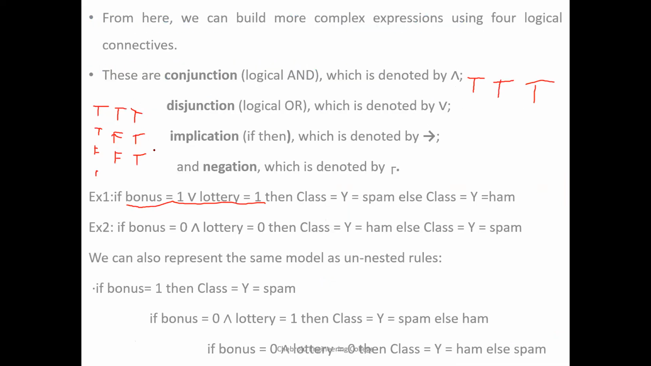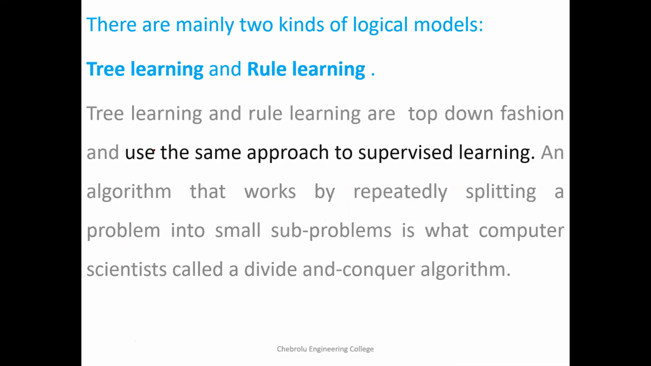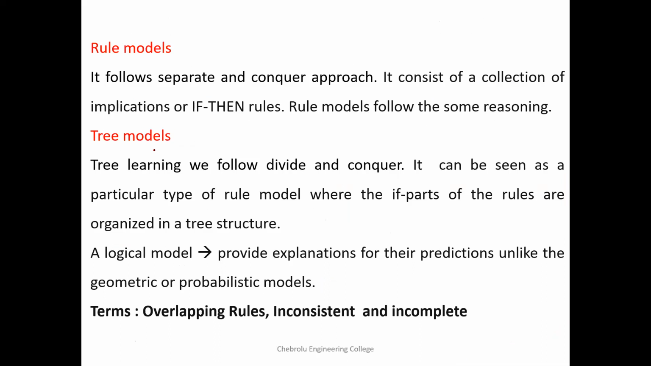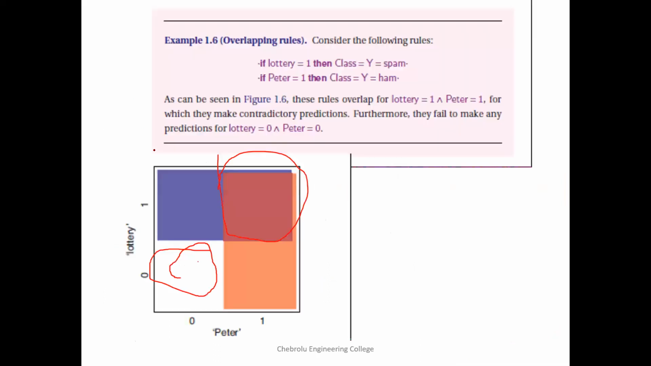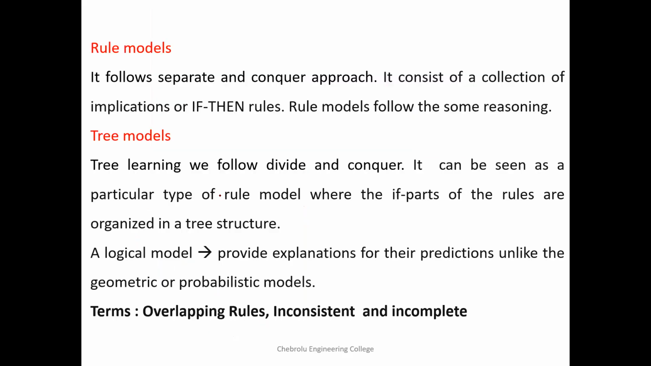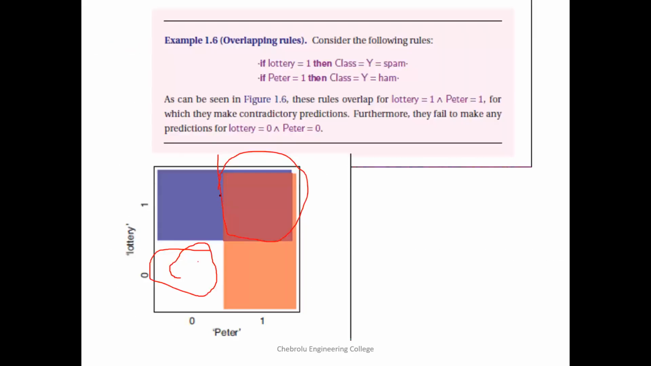And of course, we have seen conjunction, disjunction, implication, negation. You all might be well versed with these things. This is called rule models and tree models. But this is very important: if you extract or design some rules, they can overlap, but they cannot be inconsistent or incomplete.